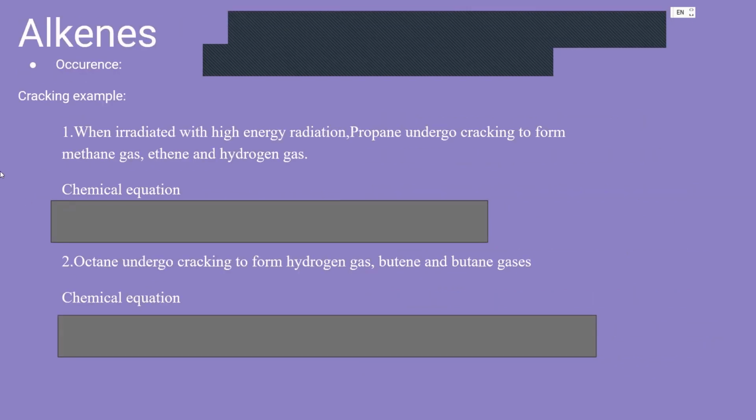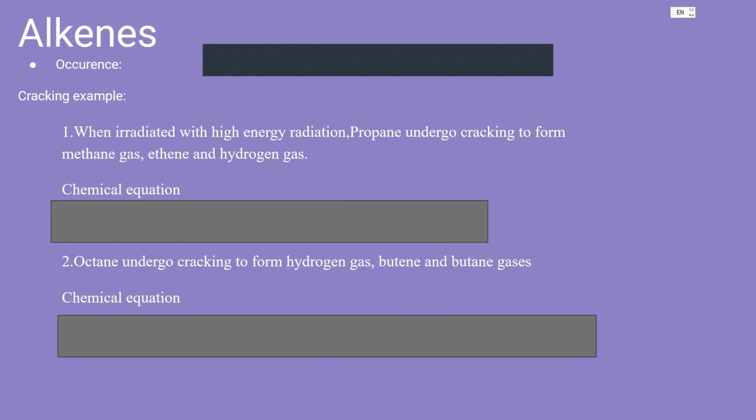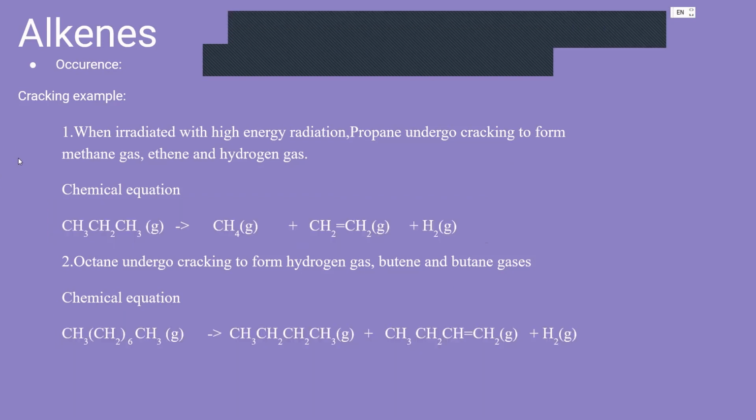Then, let's go back to our cracking example. This is the cracking example question we talked about earlier in the class. Please write the chemical equations for both questions. Unpausing the video now, we will see that the chemical equation for when propane undergoes cracking, it produces methane, which is in gas form. It also produces ethene, which we also know is in gas form, because ethene, propane, and butene are all in gas form. And it also produces hydrogen gas, ensuring that the chemical equation is balanced. We see that it is, and then we can continue on.